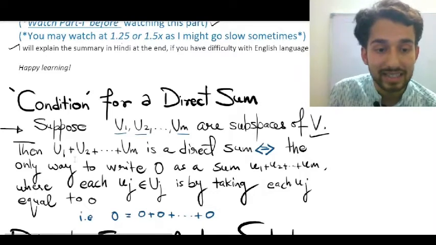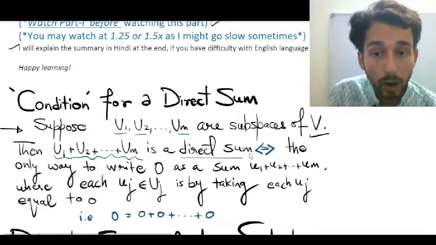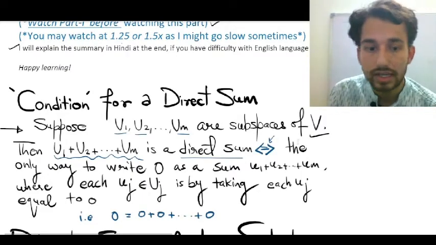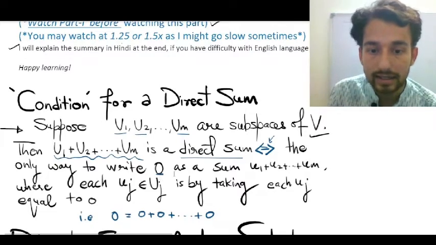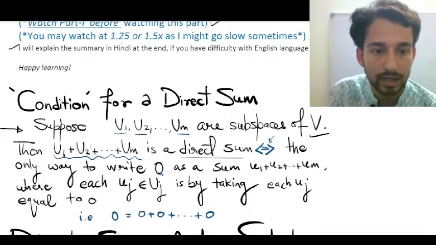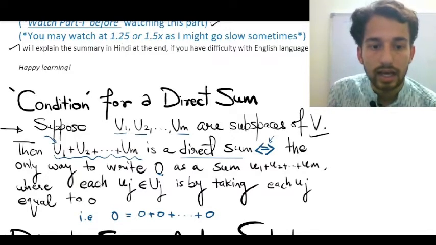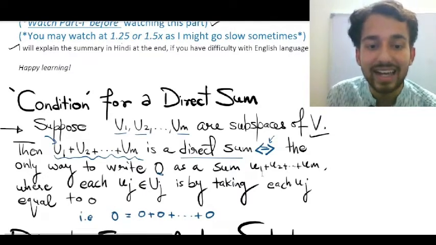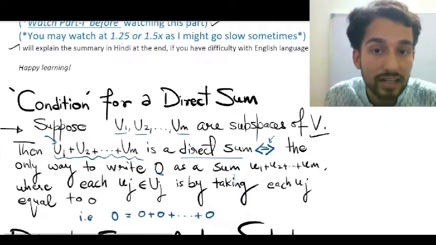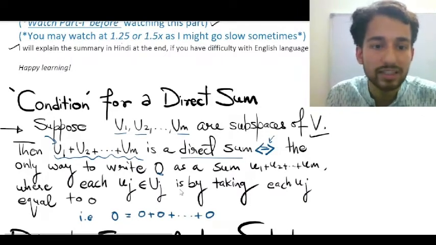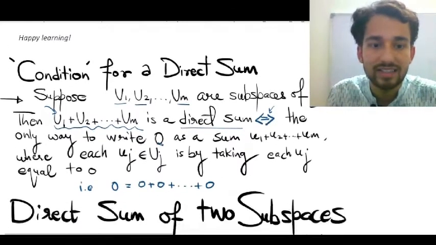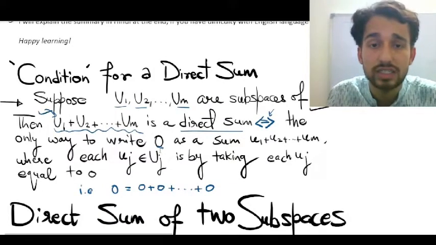Then the result is that this sum will form a direct sum if and only if the only way to write the zero vector as a sum of elements u1 plus u2 plus till um, each an element of its respective subspace, is by taking the choices for these ui equal to 0. That is, if I can express my zero vector only as a trivial linear combination of vectors coming from these subspaces, then this sum of subspaces forms the direct sum.